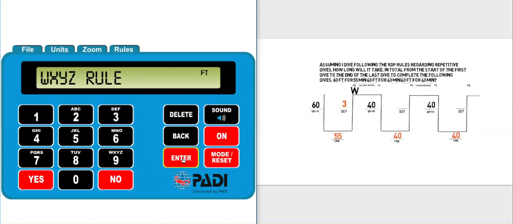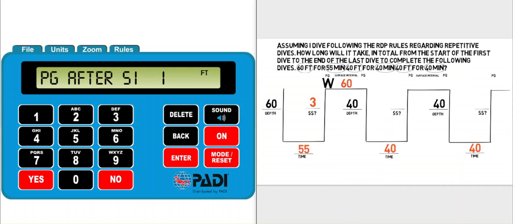So I'm now going to click enter, and I'm going to enter in that 1 hour minimum surface interval, which gives me a pressure group of I. So 60-minute surface interval, pressure group I. Before I continue on, in order to avoid making a very silly mistake, I'm actually going to remember that the WXYZ rule requires a 60-minute surface interval after all subsequent dives. So let's put in the 60 minutes between dives 2 and 3 as well, because we basically already know that's what the surface interval is going to be.